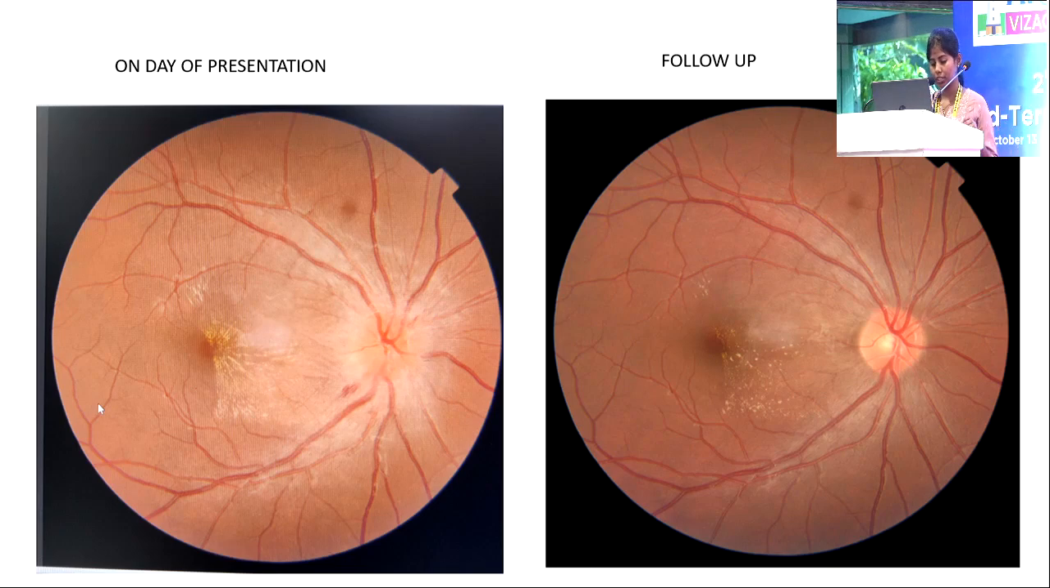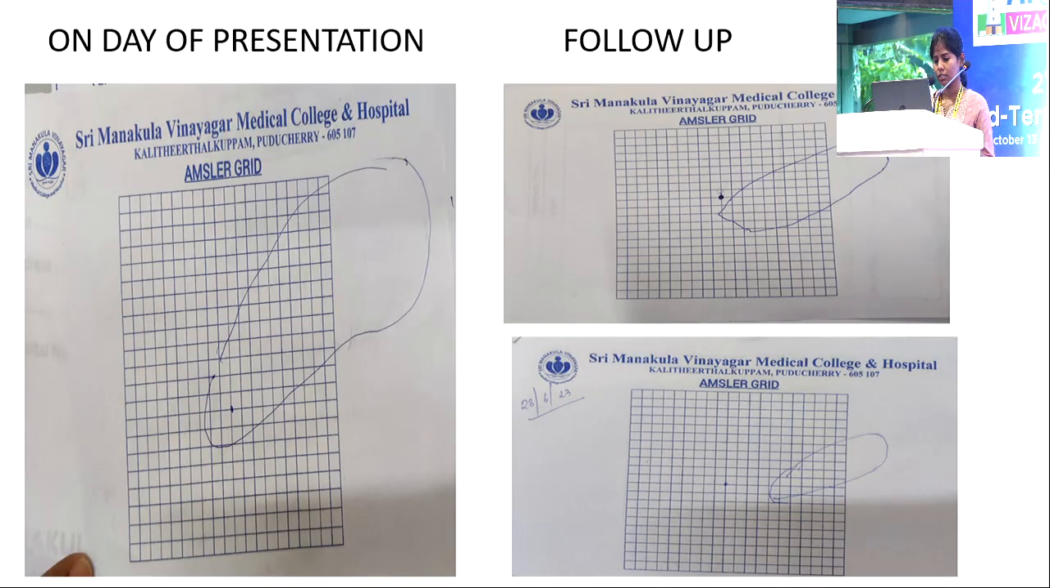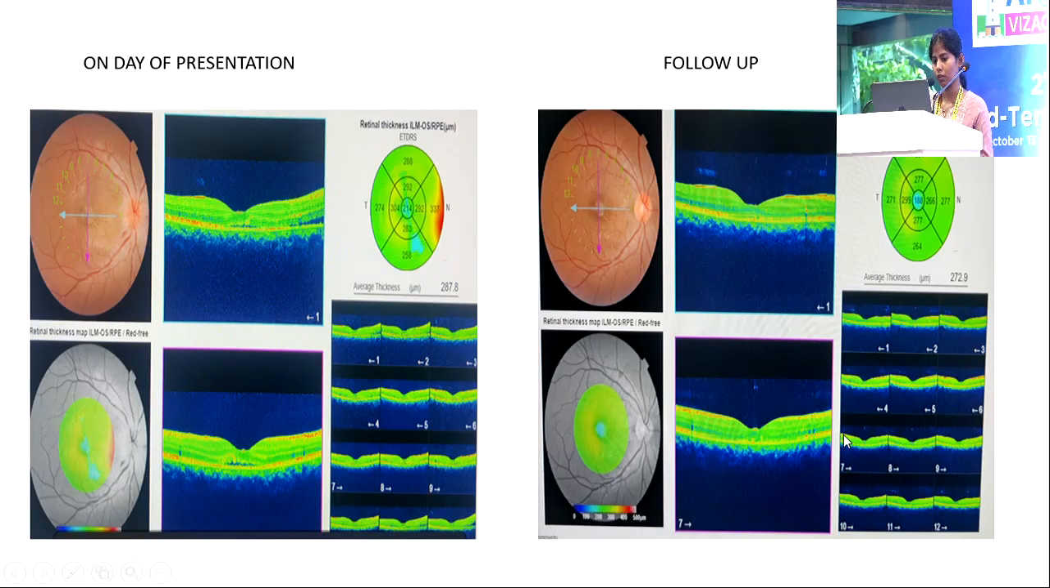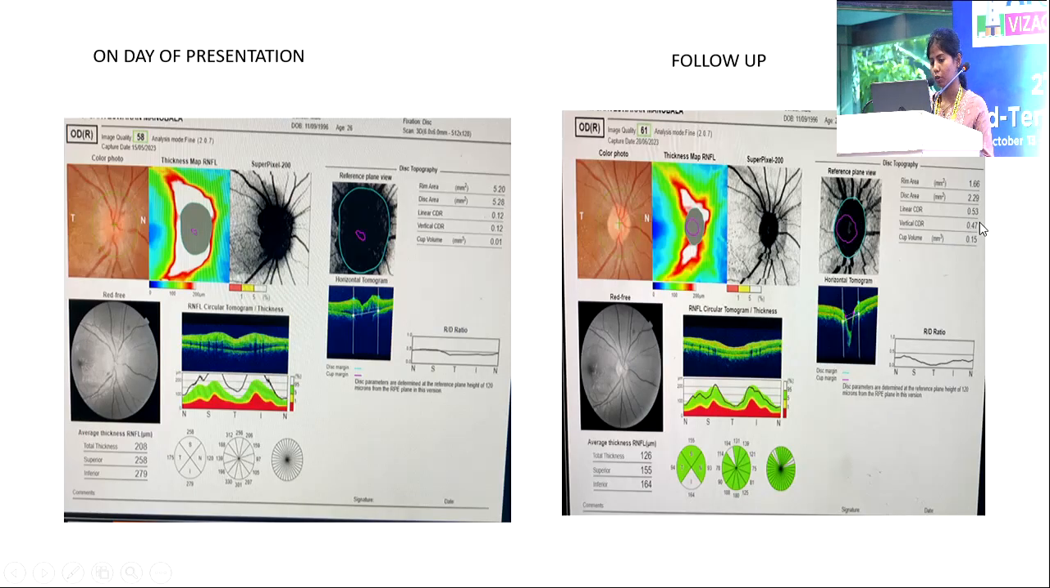On the day of presentation, the eye of the patient was like this, and on subsequent follow-up, the margins were well defined with reduced macular edema as well as hard exudate. This was the Amsler grid showing the decreased centrocecal scotoma. The macular edema, as well as the disc edema, was decreased in the right eye during follow-up when compared with the day of presentation.